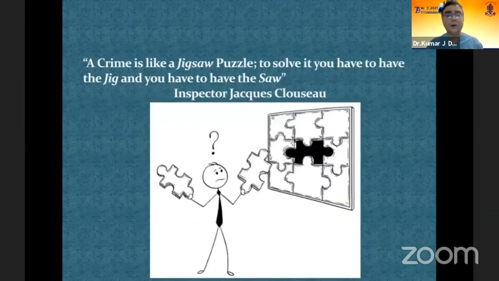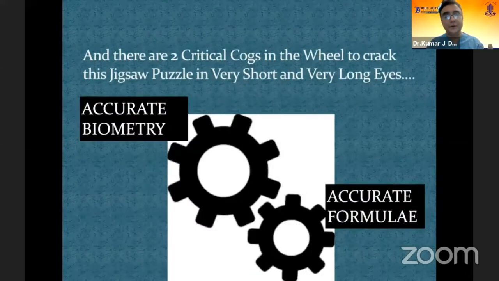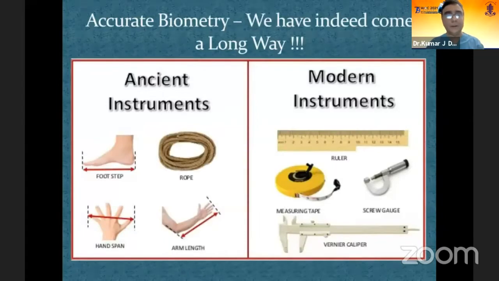So what's beyond this? It's like a jigsaw puzzle to solve, if you have a jig and you have a saw. This is a very old concept. What is very, very crucial is accurate biometry and an accurate formula. We need both of them together. You can see the old tools and the modern tools, and you can see a huge difference between the two, and that's how we have to solve it.